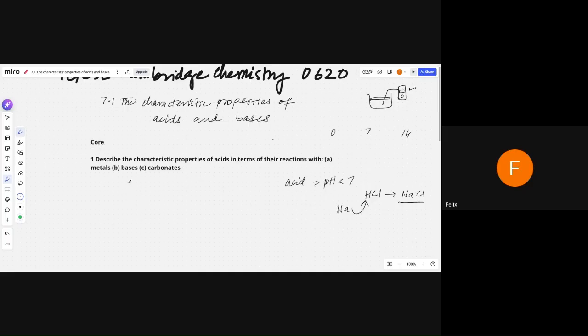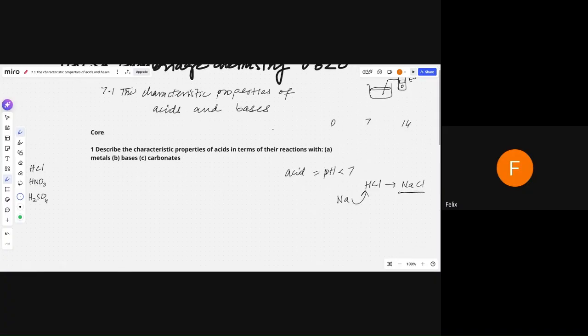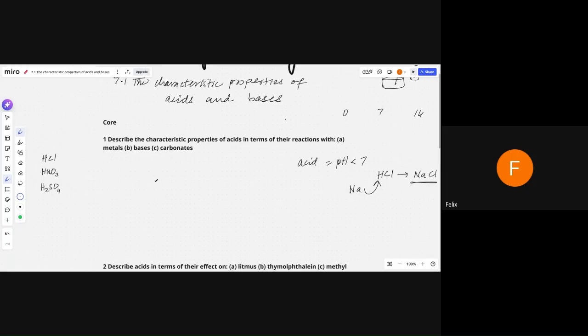Anyways, so now, some of the acids that you need to know are HCl, hydrochloric acid, nitric acid, HNO3, and sulfuric acid, H2SO4. You should remember their formulas, you should remember their names, right? Okay, now let's take a look at their reaction with the metals. Remember that whenever an acid reacts with a metal, it's going to produce a salt, and hydrogen gas will be released.